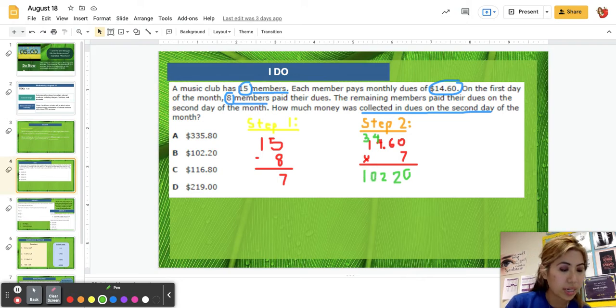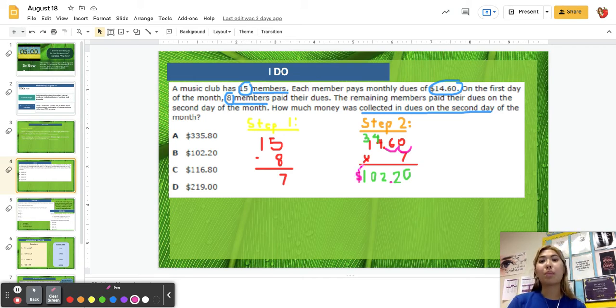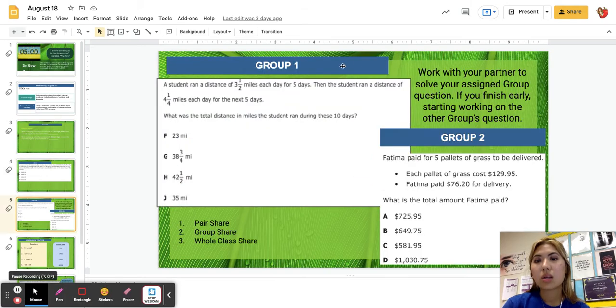So my answer is not going to be 10,220. I have to move my decimal place 2 places to the left. So it's actually going to be right there. And so my answer for the remaining amount that was collected on the second day is B, $102.20.